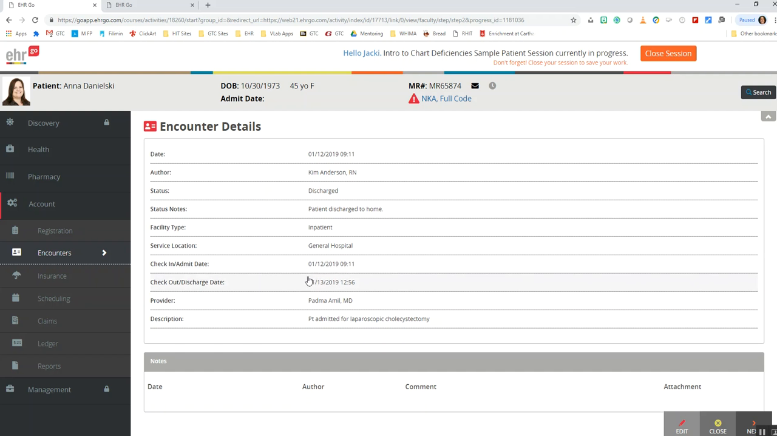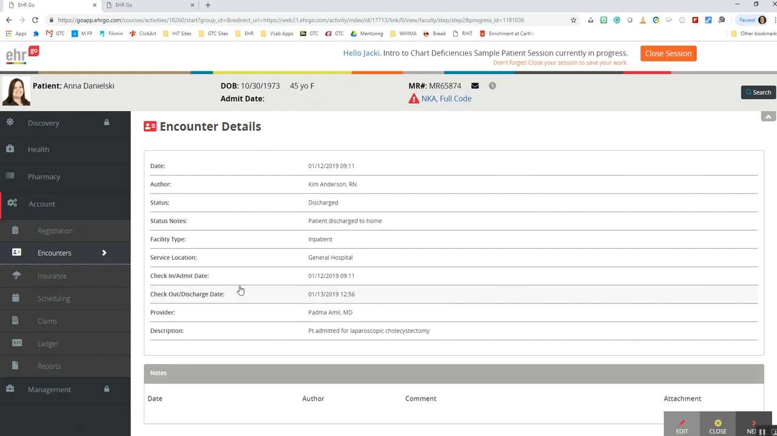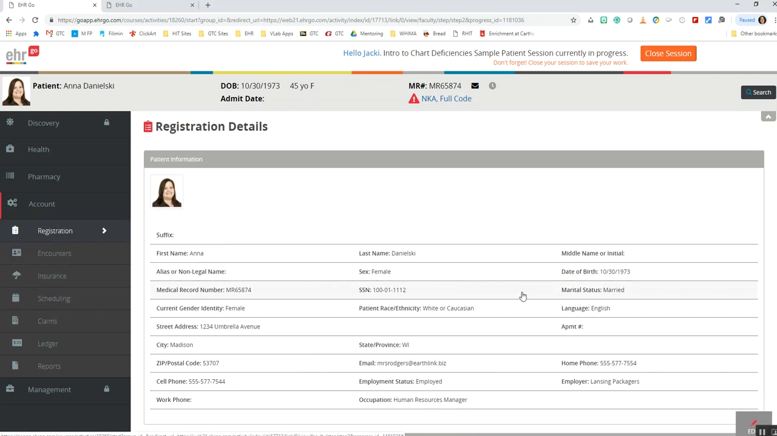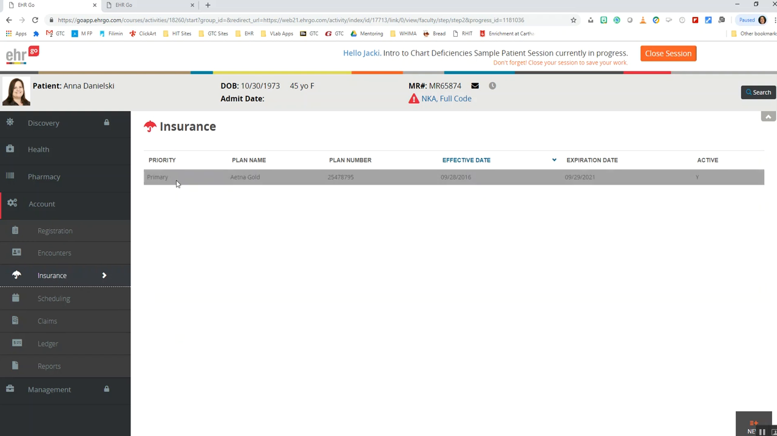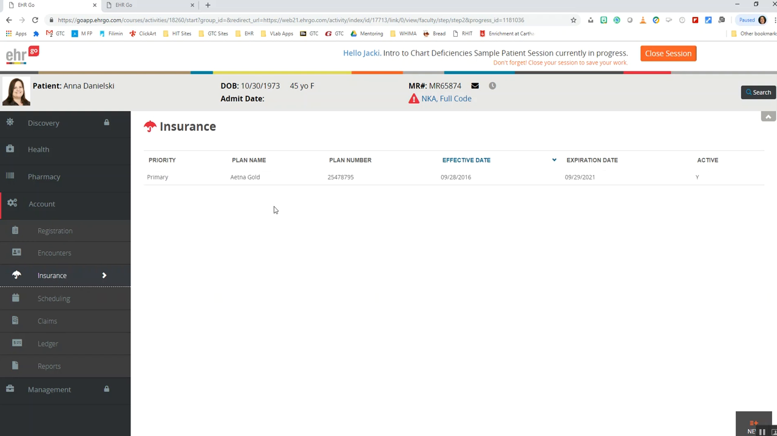Expected source of payment. If we look at our encounter details, we don't find anything else about the patient. But if we go to the registration section, we can scroll down here and we can find the guarantor information. Now the guarantor is the person who says, I will pay for this. So Anna says that she's going to be able to pay. We can also look at the insurance tab and we can see that she's covered by insurance. So we know that the patient has agreed to pay, and we also know that she has insurance to supplement her payment. So we can mark expected source of payment.